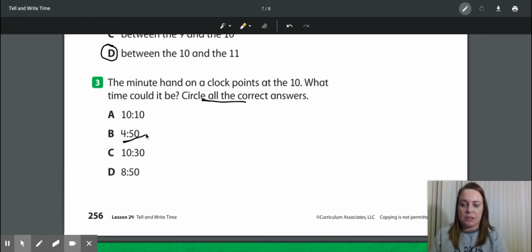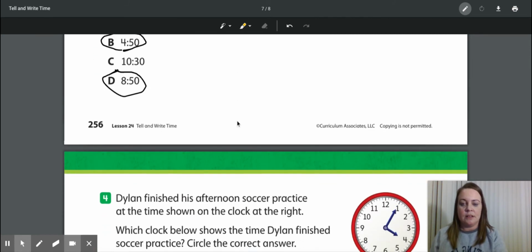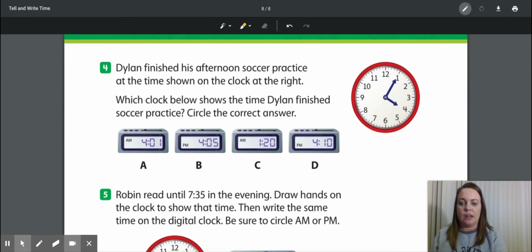If you chose B and D, you got them correct. Let's go down to number 4.